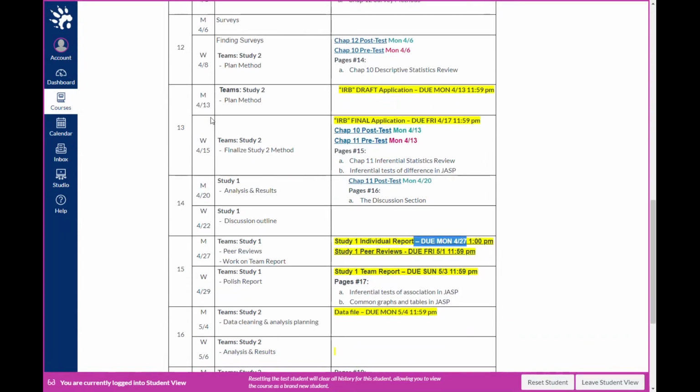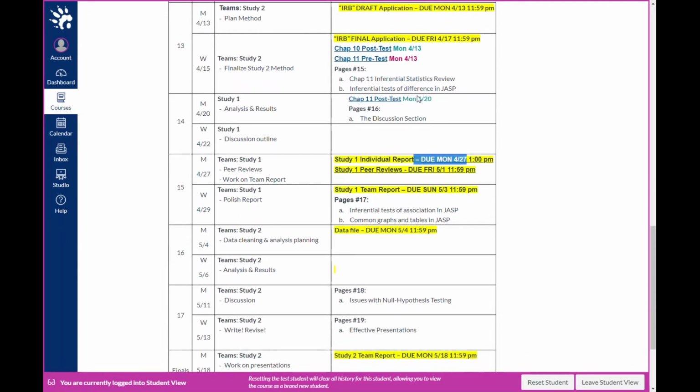After the next 2 weeks we will spend planning your study two, we'll go through submitting the IRB draft. Then, while we collect data for your study two, while I send out those links and we get some data to work with, we go back to study one. We work on the analysis and the results together. We work on outlining the discussion section. Then you get some time to work on your reports together as teams.